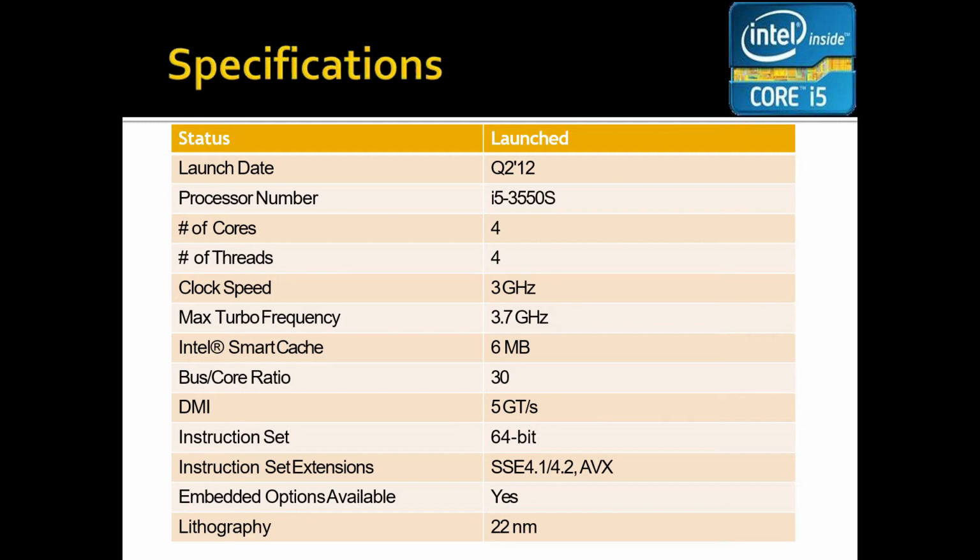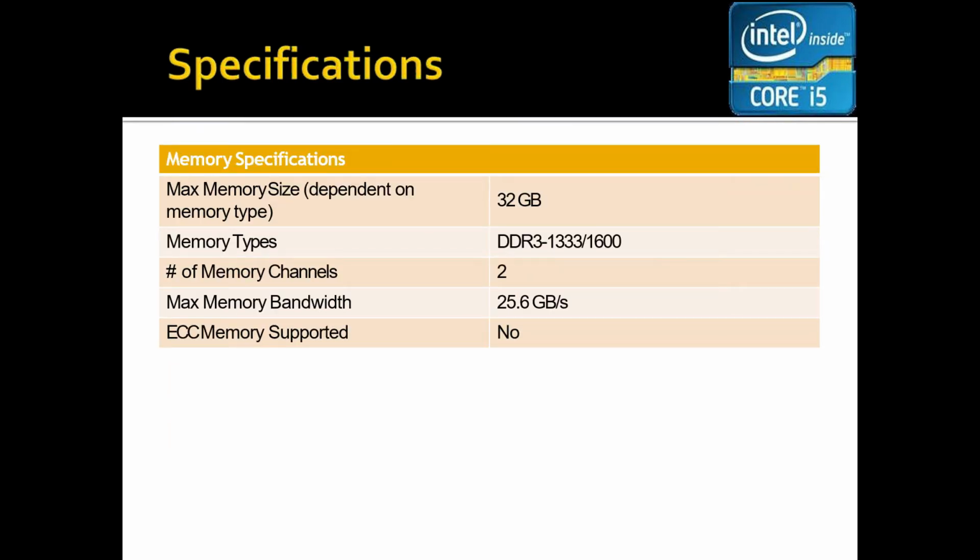Intel is building the Core i5 3550S on a 22 nanometer production process using 1500 million transistors. The multiplier is locked on the Core i5 3550S, which limits its overclocking capabilities. The next table shows the memory specifications. With a TDP of 65W, the Core i5 3550S consumes a typical power level for a modern PC.